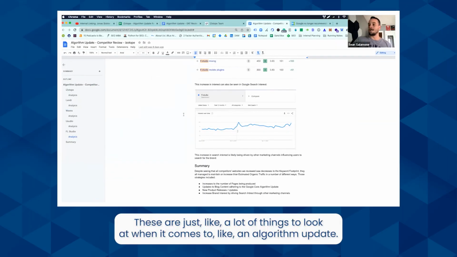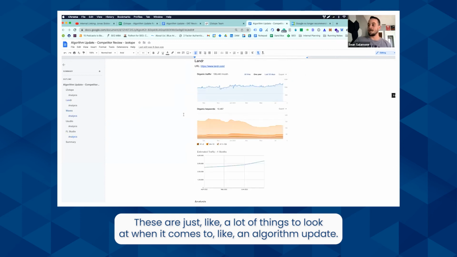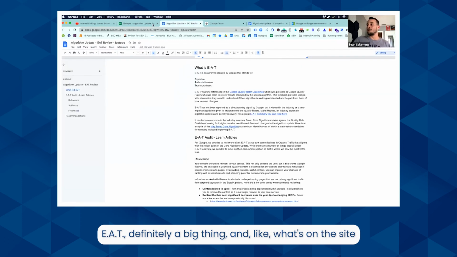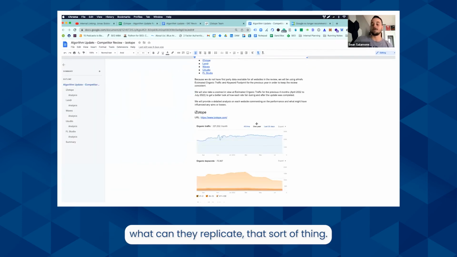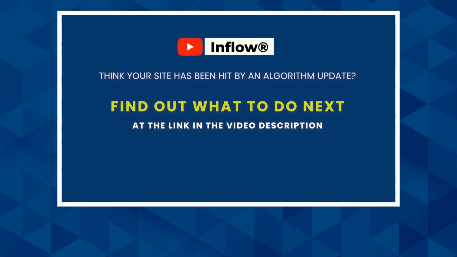These are a lot of things to look at when it comes to an algorithm update. E.A.T is definitely a big thing, and what's on the site. And then also what are competitors doing? What can they replicate? That sort of thing.